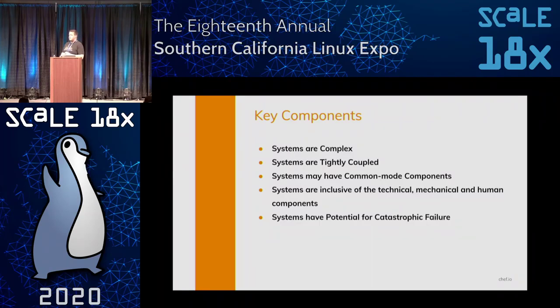They can have common mode components. A common mode component is a thing that multiple systems rely upon, right? So like Splunk being a centralized logger is a thing that multiple things might rely upon, or say like AWS or Azure or VMware, all those things would also be considered common mode. And a system is inclusive of the technical, mechanical, and human components. A system does not exclude the people in part of it, does not exclude the mechanical components or any of the technical software or any of those other things as well. So we're talking about a system, we're talking about the entirety of the system here. And a system has a potential for catastrophic failure, which is to say that it can fail in a catastrophic way in kind of an all-encompassing way in terms of this talk.